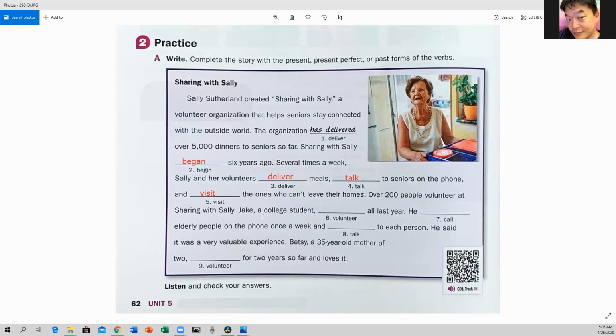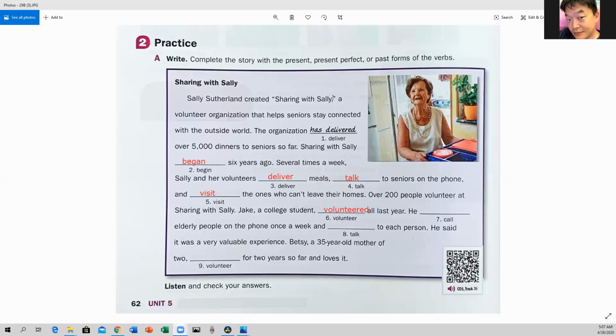Jake, a college student, volunteered all last year. "All last year" gives me the idea of a past action. So the verb that goes here is the simple past. The simple past of volunteer. Volunteer is a regular verb. Volunteered, ed. Because again, volunteer is a regular verb.